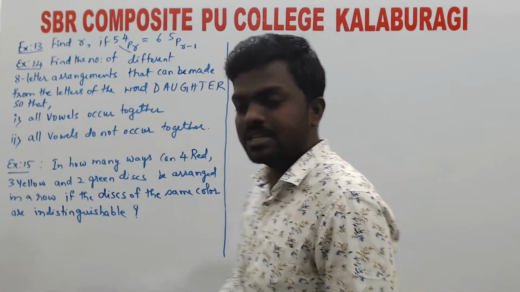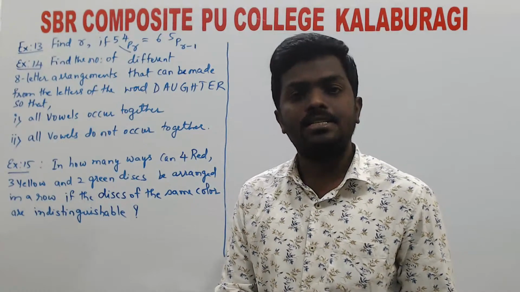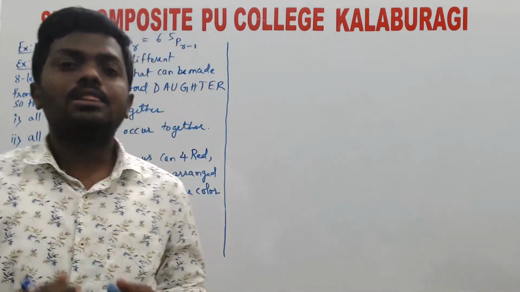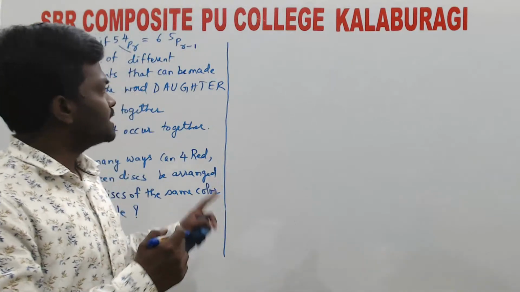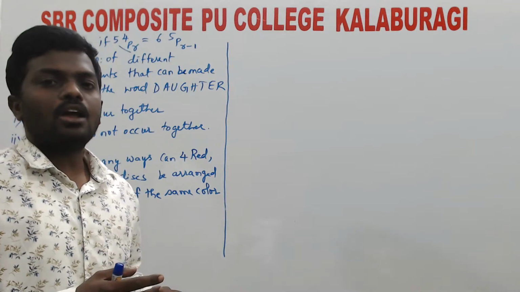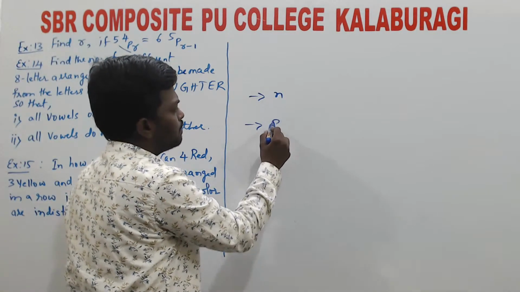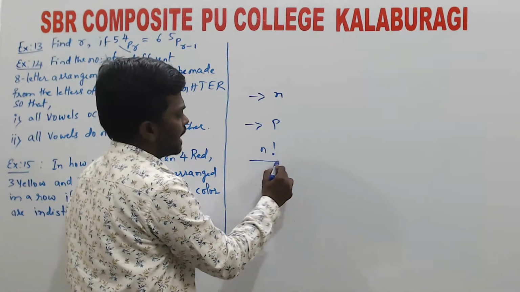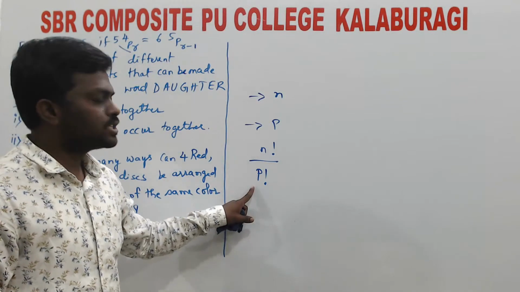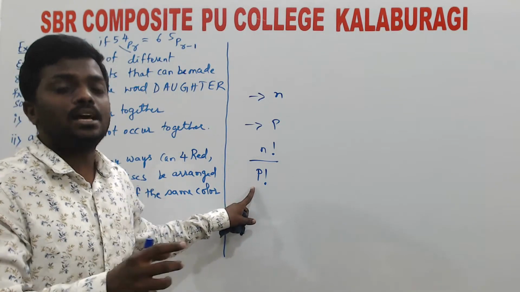So yesterday what we have discussed? We have discussed regarding distinct objects and not distinct objects. Is that clear? So if there are n objects, and p are of one kind, what's the formula? n factorial by p factorial. This is used when we have some objects similar.